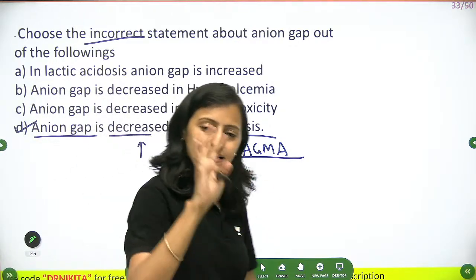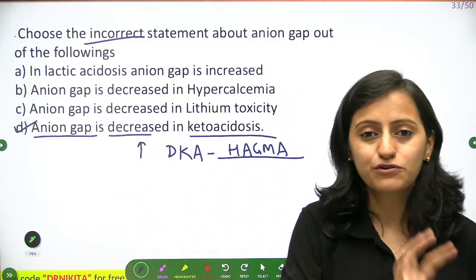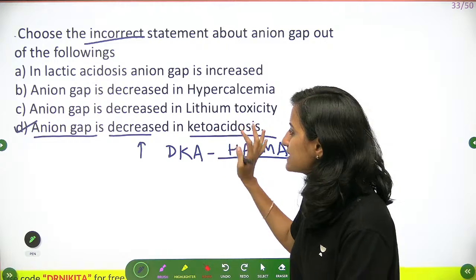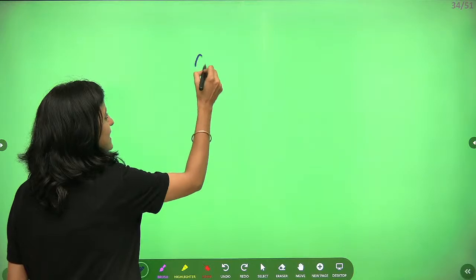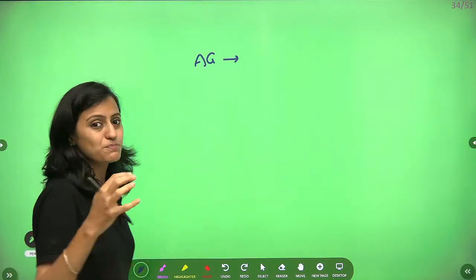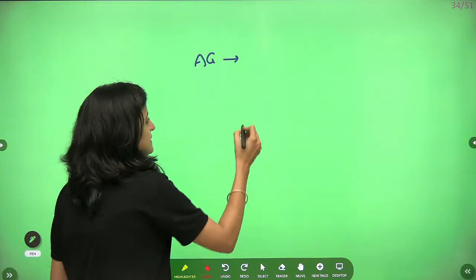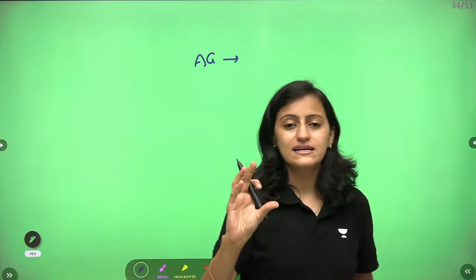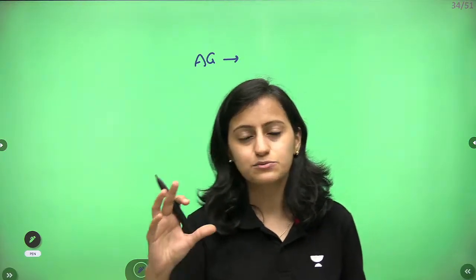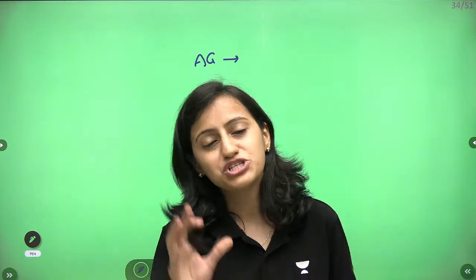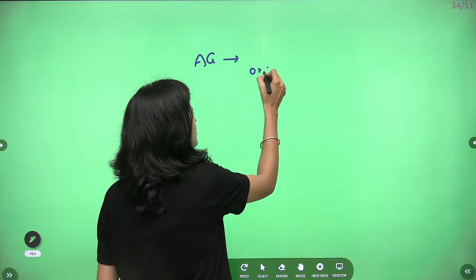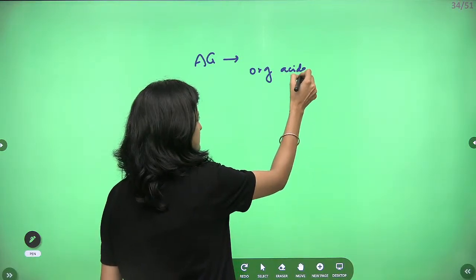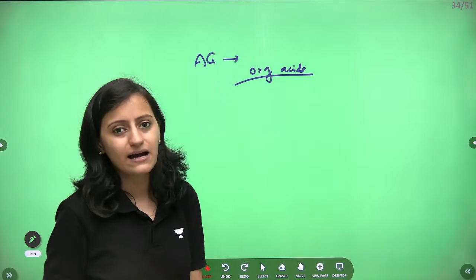So automatically the rest of them are correct, even if you know or you don't know. But we know that ketoacidosis is high anion gap. So first tell me, how do we calculate the anion gap? We are talking about your plasma anion gap. Anion gap is basically the gap due to anions. Which anions? The unmeasured anions. Which are the unmeasured anions? Basically your organic acids, phosphate, etc. These are unmeasured.